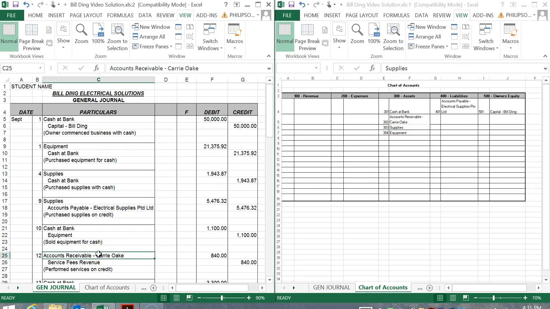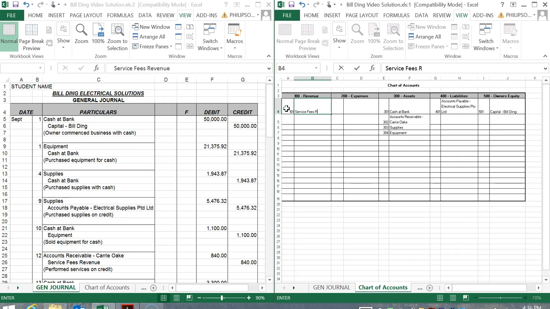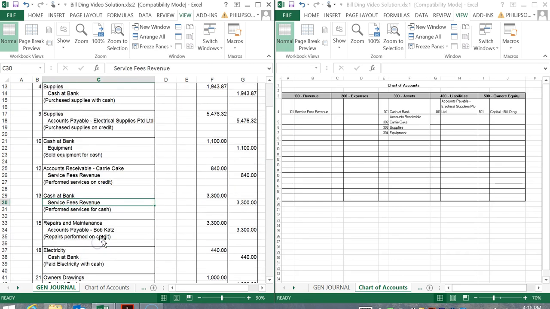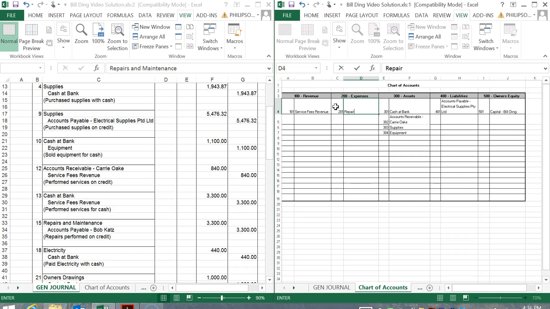Alright, keep going down. Service accounts receivable. Okay, so then we've got service fees revenue, so let's add that in, 101. That's in. Keep working down our list. Cash at bank's in there, service fees revenue's in there. Okay, repairs and maintenance, our first expense, 201. Repairs and maintenance, that's in.